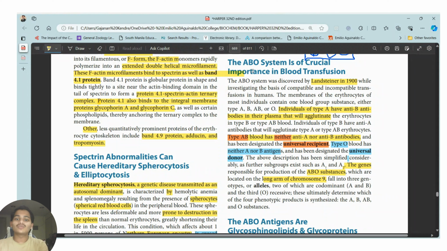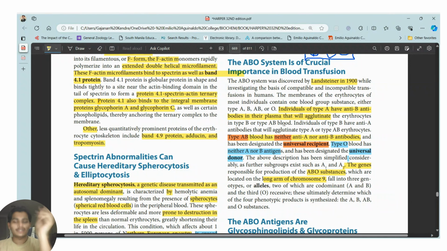The ABO system is of crucial importance in blood transfusion. It was developed by Landsteiner in 1900. Individuals of type A have anti-B antibodies in their plasma, as we saw already, and these will agglutinate if the person receives a transfusion of type B. Likewise, type B individuals have anti-A antibodies and will form the agglutination reaction with type A or AB erythrocytes.